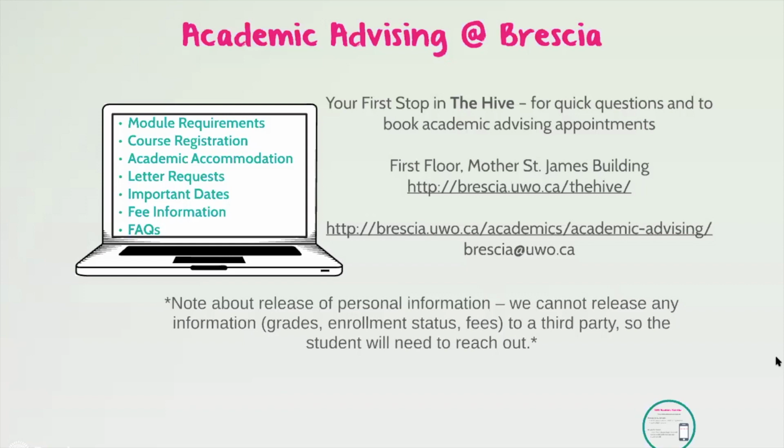Now, just a quick note about the release of personal information. We are not able to release any information on grades, enrollment status, or fees to a third party. So the student themselves would be who we are able to release that information to. If the student does want to make that information available to someone else, then they would need to complete the release of information form on their student center to designate what information and who they would like that information available to, as well as a date for that to be effective.